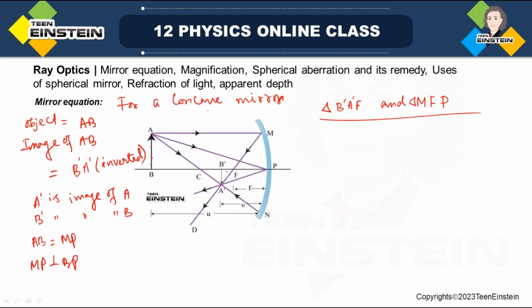This angle is 90 degrees, and in this case this angle is also 90 degrees, and these two angles are common to each other. If two angles are equal, then we may say that these triangles are similar triangles. So since these are similar triangles, I'll write that they are similar triangles.